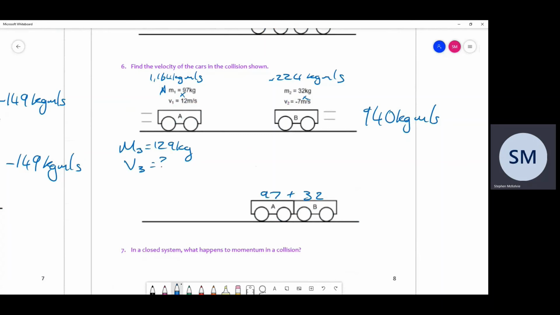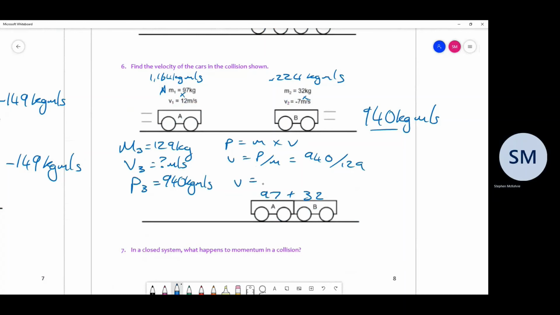Don't know the velocity, but the momentum has to be the same, because momentum before will equal the momentum afterwards. Momentum equals mass times velocity. Velocity will be momentum divided by mass. 940 divided by 129, giving me a velocity of, that's wrong, sorry, I pressed minus, which didn't make sense. Double checked it with my brain, now it does.